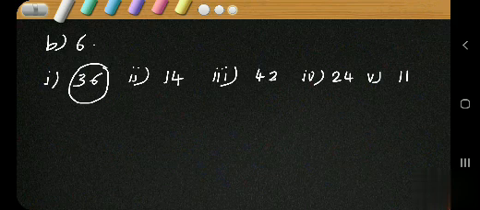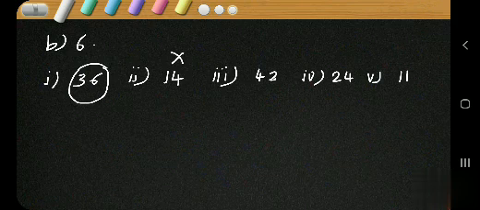Okay. Now let's consider the second given number 14. What about 14? Is 14 in 6 table? Let's check. 6 ones are 6, 6 twos are 12, 6 threes are 18. 18 is greater than 14. So is 14 in 6 table? No. So do we need to encircle the number 14 here? No. So we need not encircle 14.